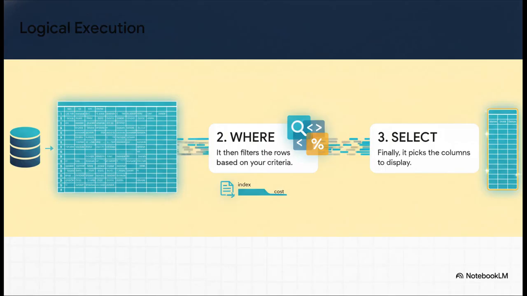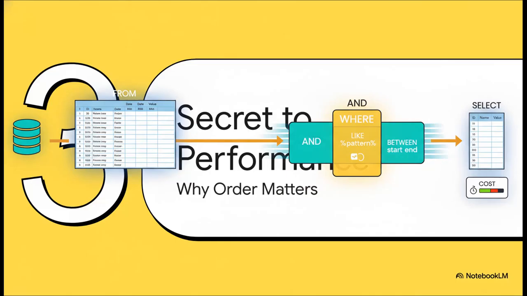The database first looks at your from clause to locate the table, the big filing cabinet. Then, and this is the crucial part, before it even thinks about the columns you want, it applies your where clause to get rid of potentially millions of rows that don't matter. It's only after it's done that massive filtering job that it performs the select on that much, much smaller set of data. And why do we care so much about this reordering?